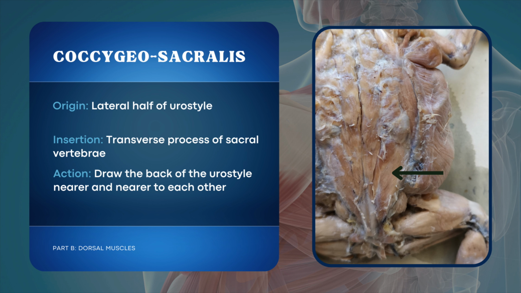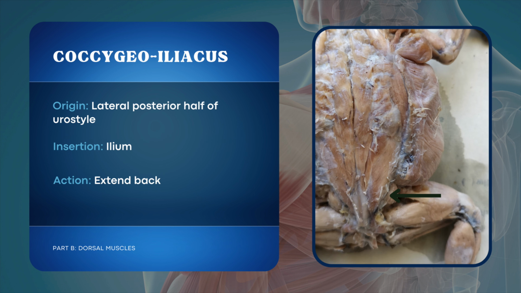Next is coccygeosacralis, which is located on the lateral half of the urostyle. It is inserted on the transverse process of sacral vertebrae and it draws the back of the urostyle nearer and nearer to each other. Moving on, we have coccygeoiliacus. It is situated on the lateral posterior half of urostyle. It is inserted on the ilium and it extends back.